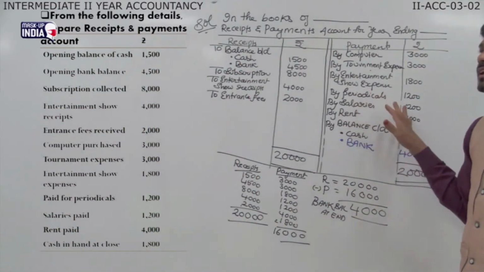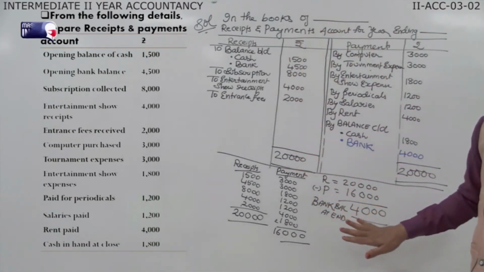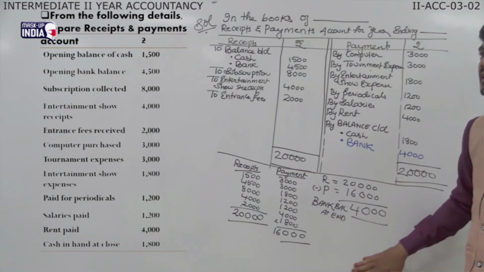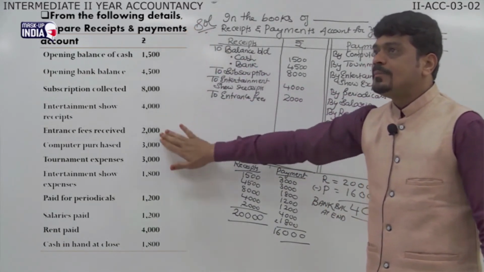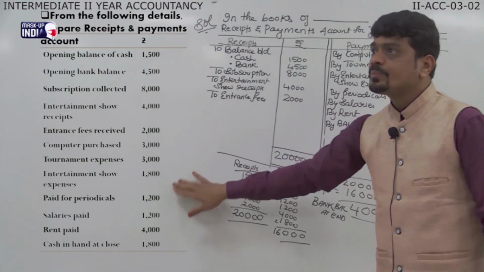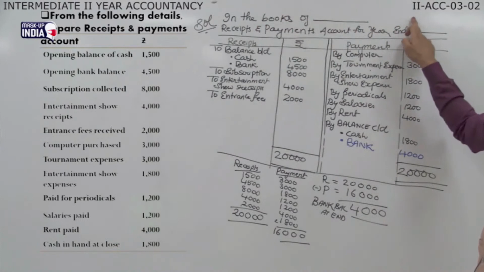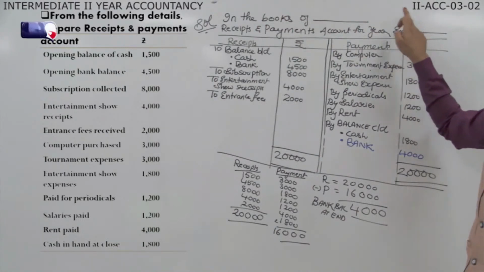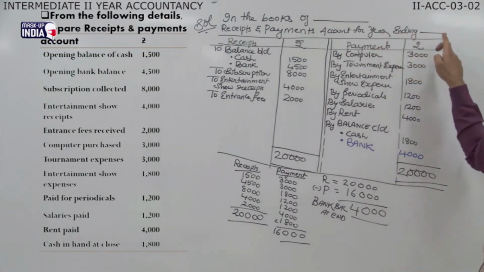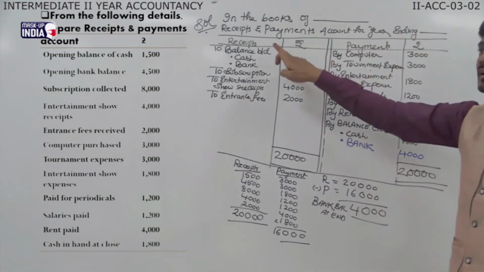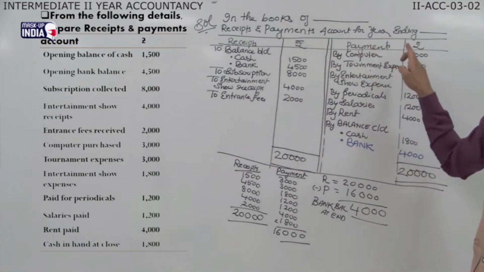You can see how we have done the solution in a very systematic manner. Once again, look at the question. They gave you the receipts and payments in a jumbled manner. You are supposed to write the heading. The name for the books is not given, so we have given a dash. Receipts and payments account for the year ending so and so. Then debit side receipts, rupees, payments, rupees.